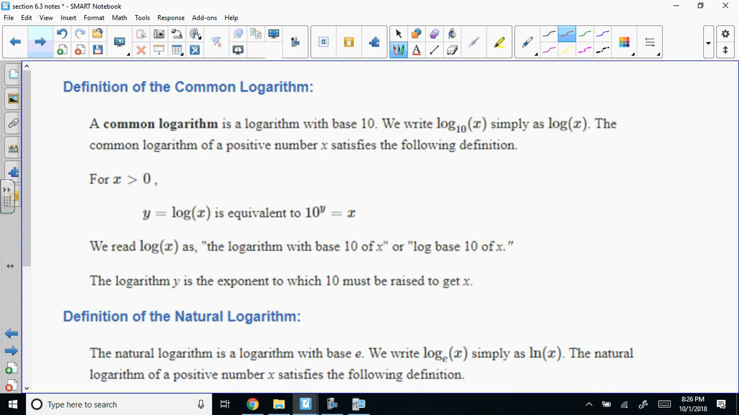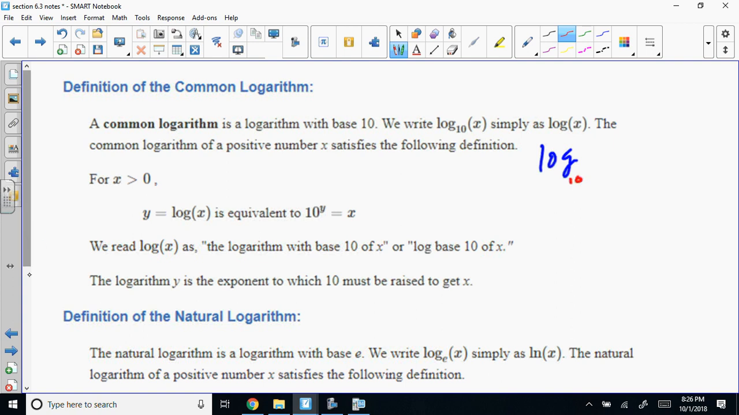A common log is nothing more than a log with no base. It's understood to have a base of 10. So if you see a log with no base, it's called a common log. Your calculator is set up on a common log, okay?